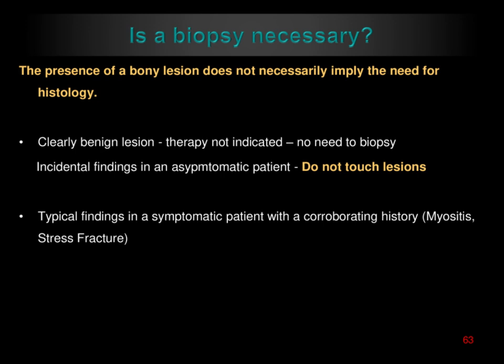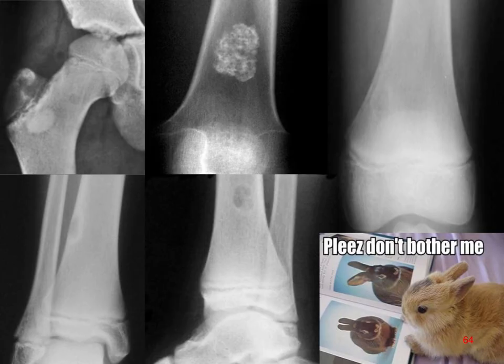Similarly, there are certain typical findings in a symptomatic patient with a corroborating history, like those with myositis and stress fracture. In fact, here doing a biopsy can be detrimental because the pathologist may report something very aggressive, and that may push you to take wrong decisions on the treatment of that particular patient.